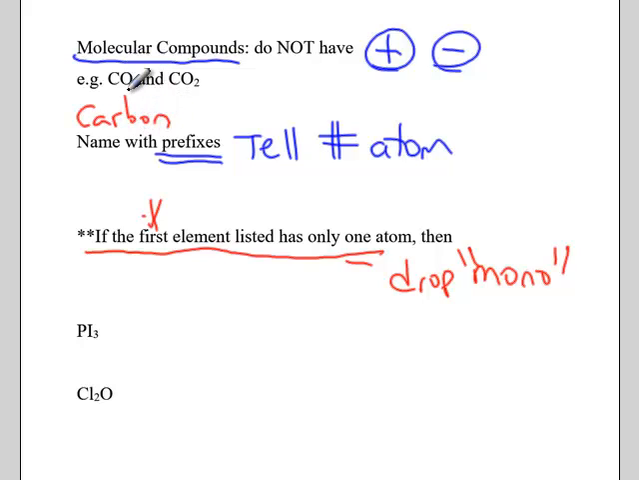And the oxygen will change its ending just like it would in an ionic compound. But we have to tell that we have one oxygen. So this would be carbon, the prefix for 1 mono, and then oxide. Well, monoxide, two O's together, doesn't sound as nice as dropping 1, so we're actually going to call this carbon monoxide.